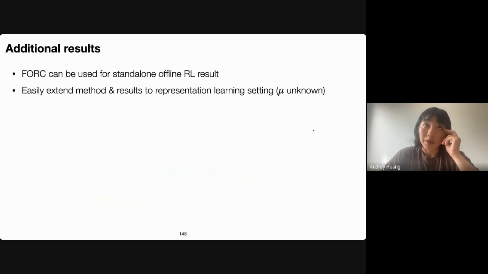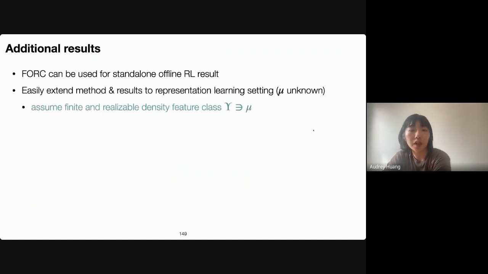So just some brief additional results I want to mention is that fork can be used for a standalone offline RL result. And we can also easily extend our method and results to the representation learning setting where mu is unknown. So let me briefly go over the second point first.